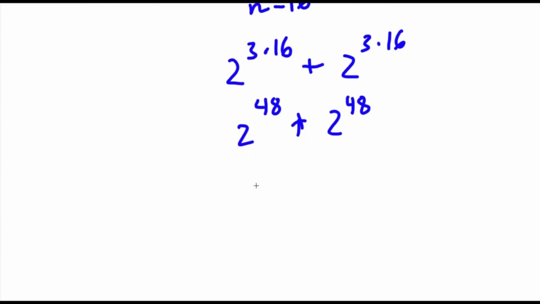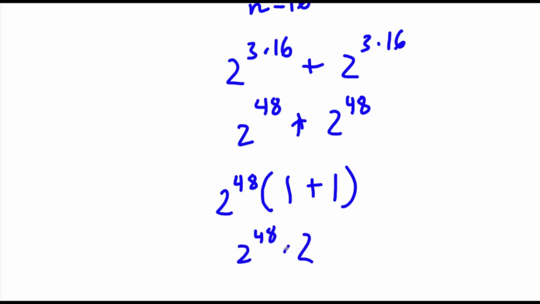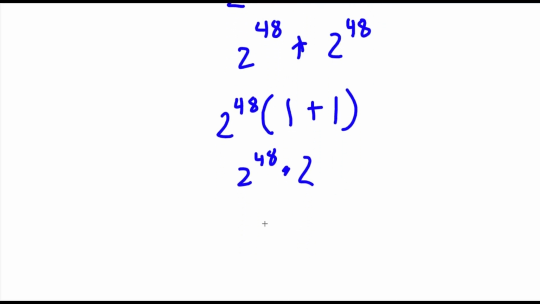Now, if I factor out 2 to the power of 48 from this, I get 2 to the power of 48 times, now 2 to the power of 48 divided by 2 to the power of 48 is 1, because anything divided by itself is 1. So I have 1 plus, again, 1. 1 plus 1 is 2, so I have 2 to the power of 48 times 2. Now, 2 here, this is the same thing as 2 to the power of 1.